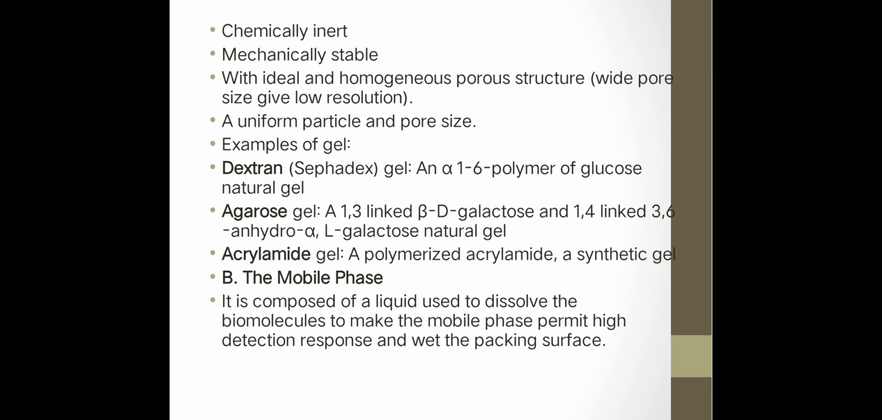Then we will see the different types of packing materials, that is, the gels used in gel permeation chromatography. First one is dextran, that is Sephadex gel. It is a 1,6 polymer of glucose, a natural gel. Then agarose gel, a 1,3 linked beta-D-galactose and 1,4 linked 3,6-anhydro-L-galactose natural gel. Then acrylamide gel can be used. It is a polymerized acrylamide, a synthetic gel. So these are the different types of gel materials used.